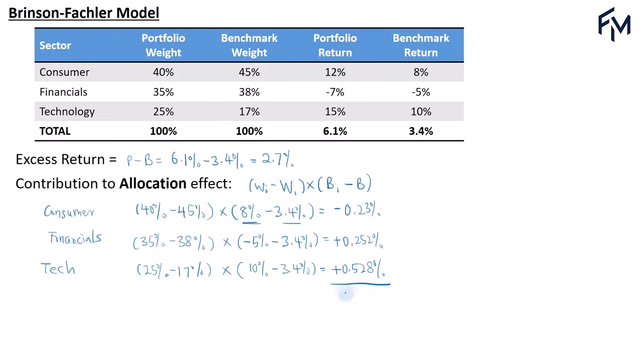Now, if you sum this up, this will be positive 0.55%. In other words, this is how much the allocation effect contributes to the overall excess return. So that means out of 2.7%, there will be 0.55% that comes from the allocation effect.